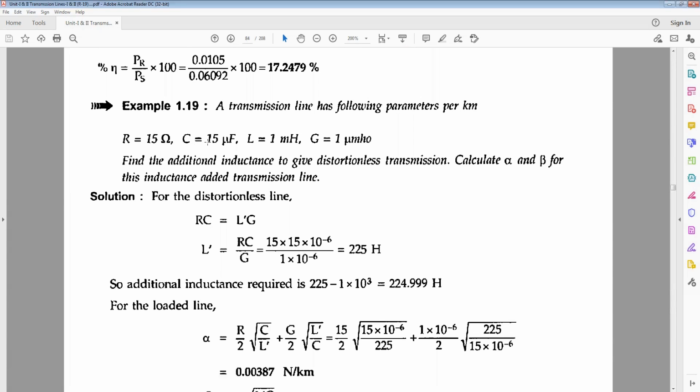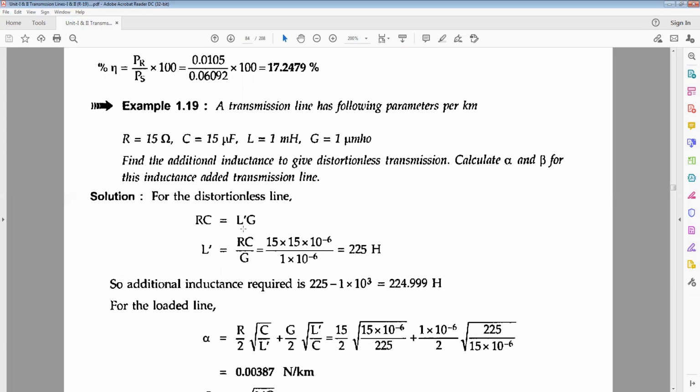R is equal to 15 ohms, C is equal to 15 microfarads, L is equal to 1 millihenry, and G is equal to 1 micromho. Find the additional inductance to give distortionless transmission, and calculate alpha and beta for this inductance-added transmission line. Distortionless transmission line means R/L = G/C.